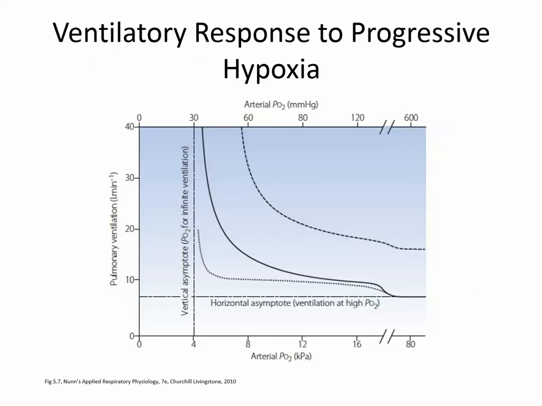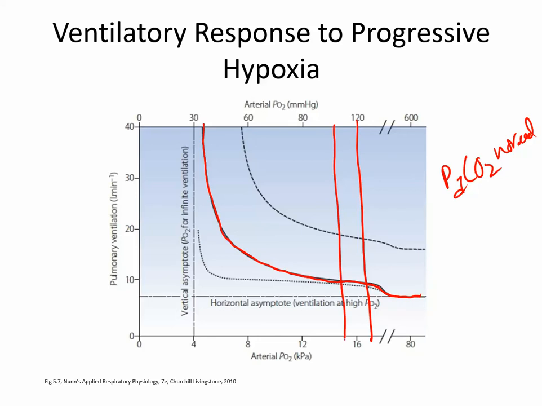This slide shows the ventilatory response to progressive hypoxemia. The solid line is supposed to denote the normal, okay? And that represents what happens when the PCO2 is maintained at a constant value. So what you see is that initially there's not much of an increase in ventilation until the arterial PO2 is probably somewhere in the vicinity of 90 or 100.